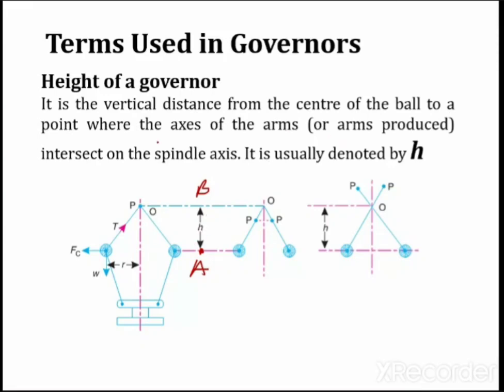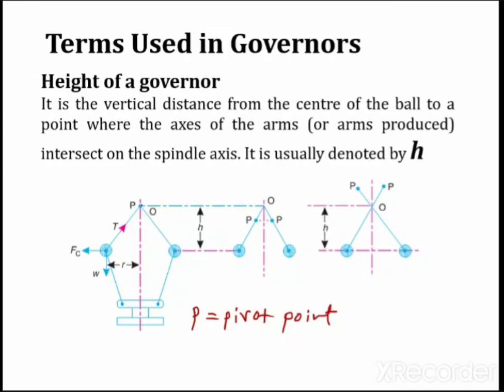governor. That is the distance from the center of the ball to the point where the axis of arms intersect; these are nothing but the arms. For example, let us say axis of arms. So now let us talk about the second case. Now in this first case, what do you understand? First of all, what is P? Pivot point. This is a very important point you have to understand.